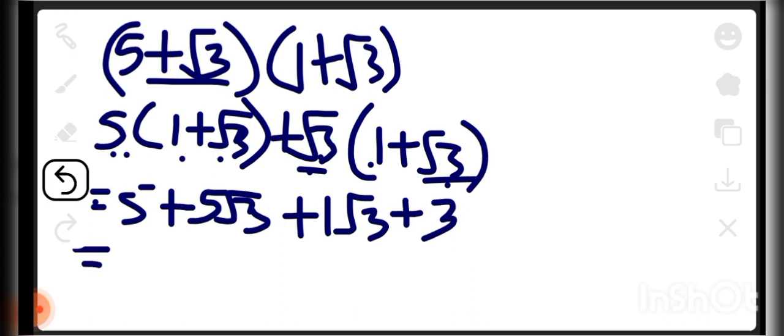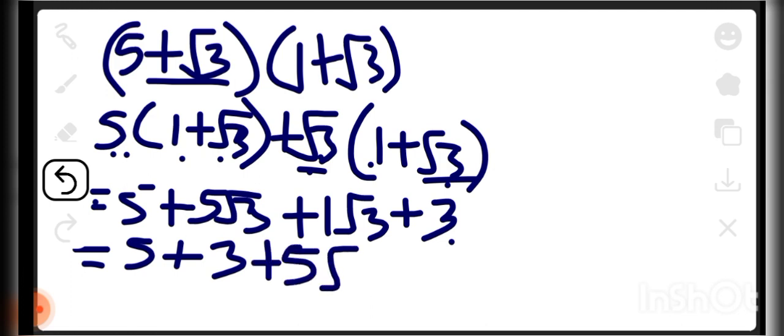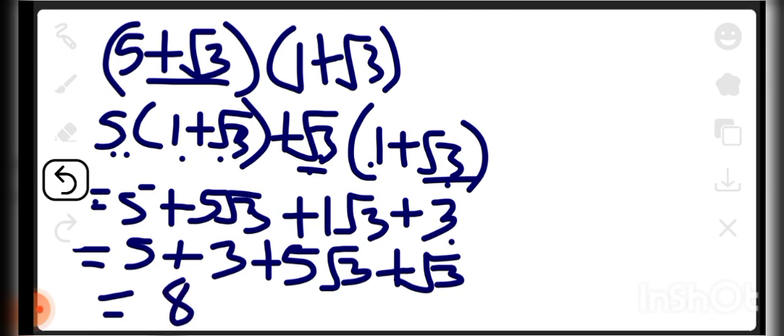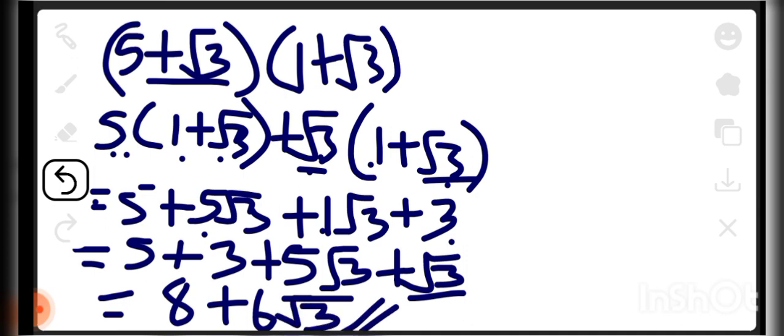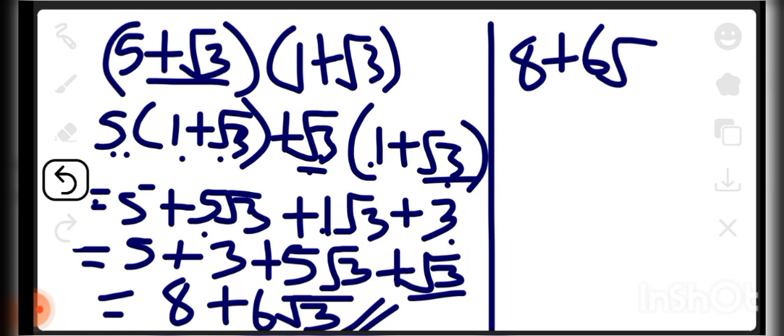So next we're going to have 5 plus 3. Then 5 root 3 plus 1 root 3, where 1 root 3 is the same thing as root 3. So that gives us 5 plus 3 is 8, plus 5 root 3 plus 1 root 3. So 5 plus 1 gives us 6 root 3. The answer will become 8 plus 6 root 3.